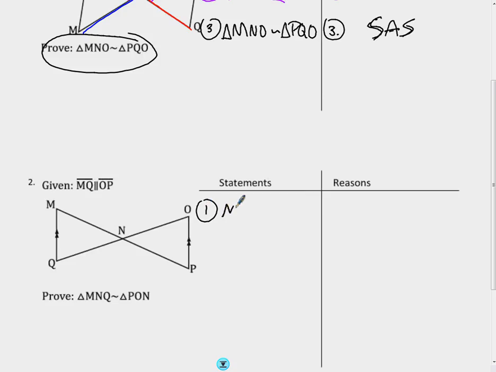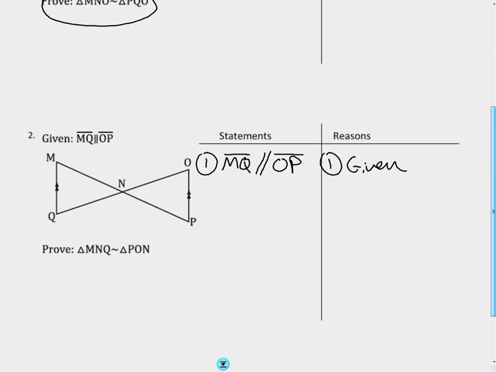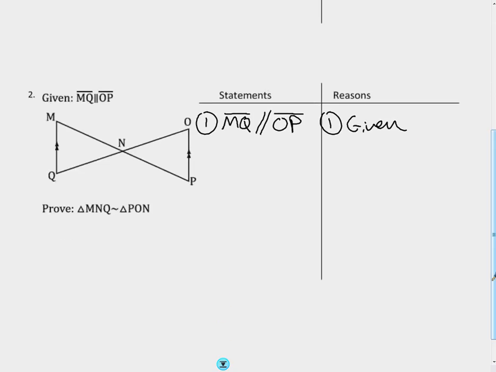Well, before we use vertical, let's use something else we know about parallel lines. Since these two lines are parallel to each other, and this line, QO, cuts through it, I can use alternate interior angles to prove them congruent to each other. So Q matches with what? Q matches with O. So I can say in step 2 here that angle Q is congruent to angle O.